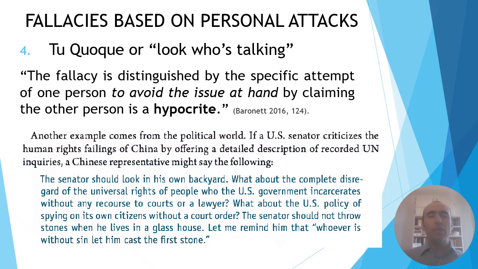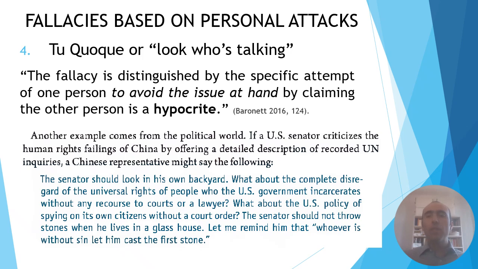If a US senator criticizes the human rights failings of China by offering a detailed description of recorded UN inquiries, a Chinese representative might say the following: the senator should look in his own backyard. What about the complete disregard of the universal rights of people who the US government incarcerates without any recourse to courts or a lawyer? What about the US policy of spying on its own citizens without a court order? The senator should not throw stones when he lives in a glass house. Let me remind him that whoever is without sin, let him cast the first stone.